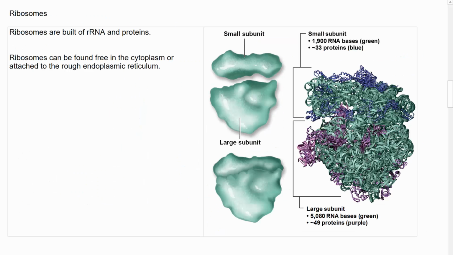The other important component needed for translation are ribosomes. And ribosomes are built of both RNA and proteins. And they can be found free in the cytoplasm or attached to the rough endoplasmic reticulum from which it gets its name. Ribosomes are made of 2 subunits referred to as the small subunit and the large subunit, which are also referred to as the 40S and the 60S subunits.